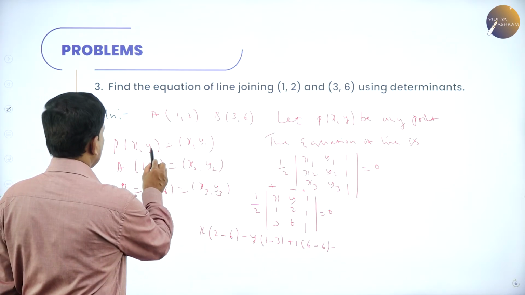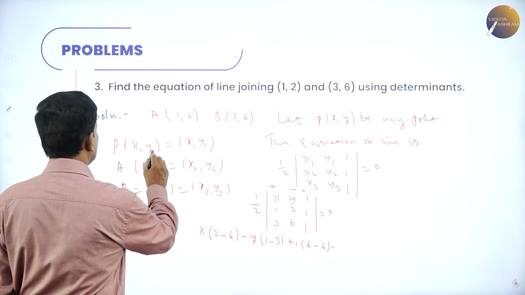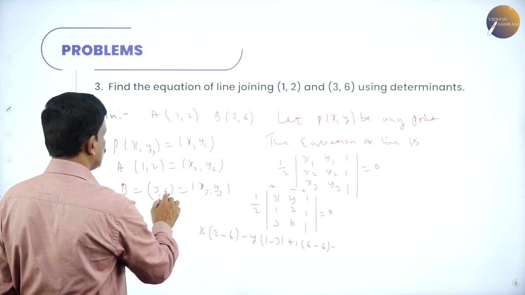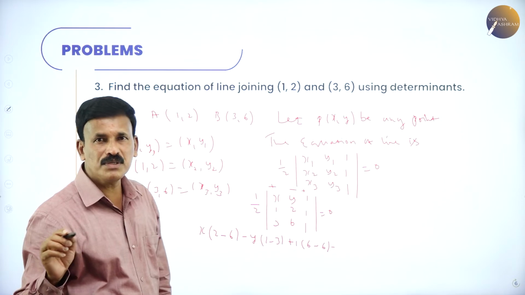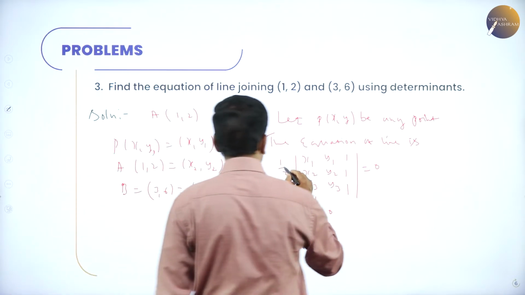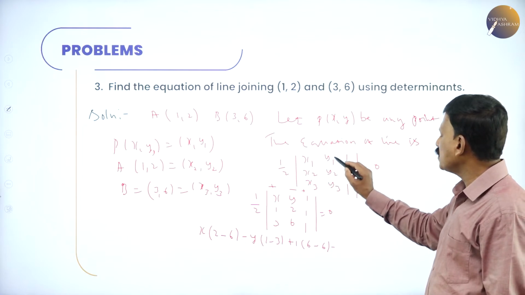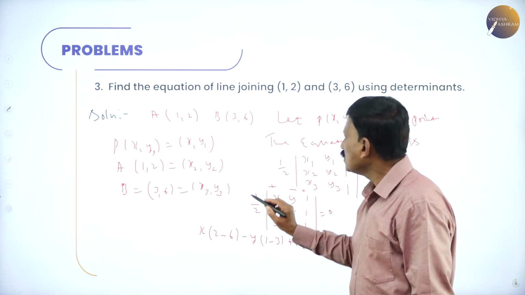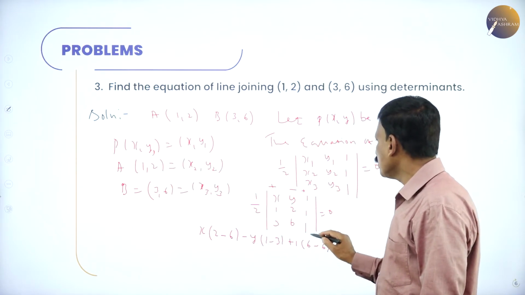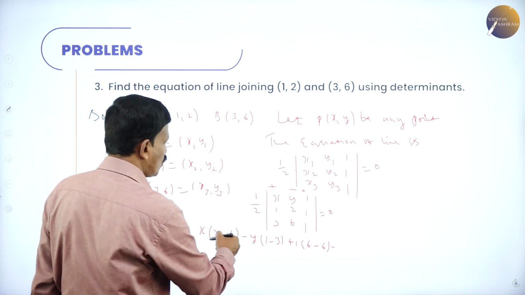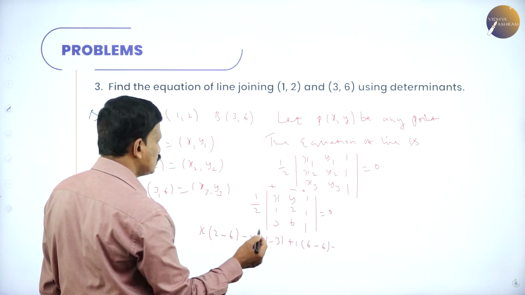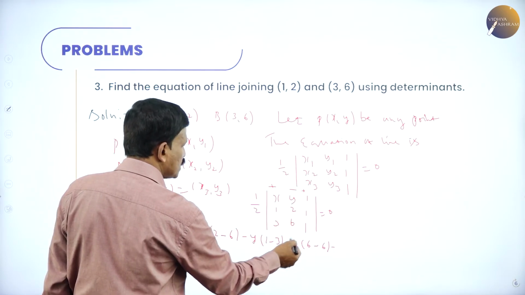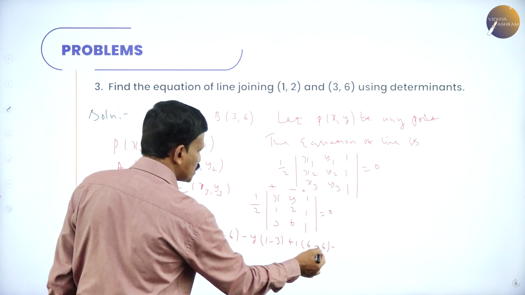So what are the points? Let us consider (x, y) as one point (x1, y1), (1, 2) as (x2, y2), and (3, 6) as (x3, y3). Let P(x, y) be any point on the line. The equation of the line is given by half into the determinant x1, x2, x3; y1, y2, y3; 1, 1, 1, equal to 0. Simplify this with respect to the first row. Half into 0 is 0 on the right hand side, you will get x into (2 minus 6), minus y into (1 minus 3), plus 1 into (6 minus 6).